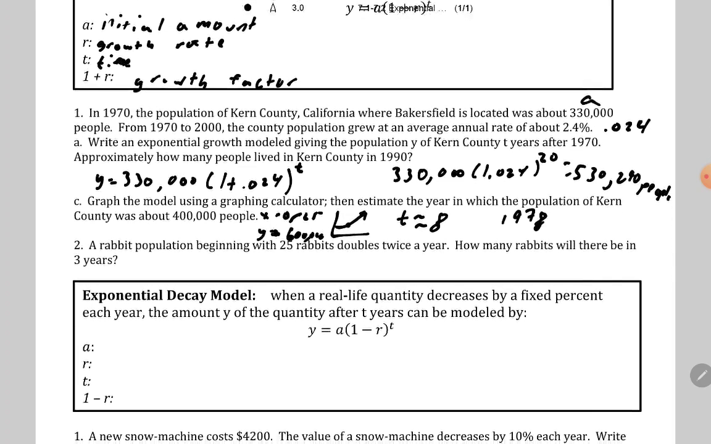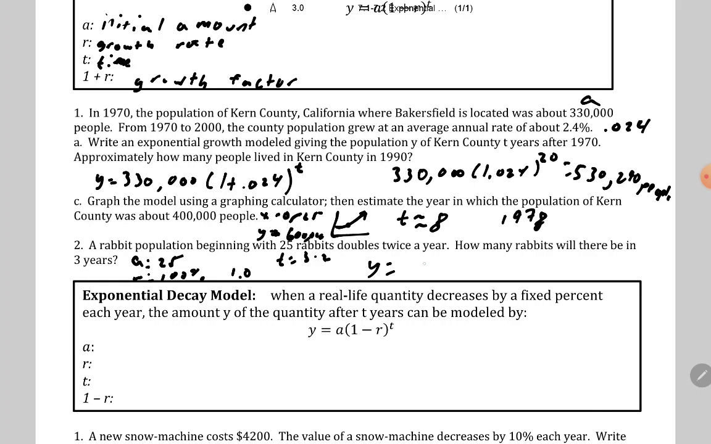Number 2, rabbits. Whenever you think of exponential growth, you want to think of rabbits. A population beginning with 25 rabbits doubles twice a year. How many rabbits will there be in 3 years? So we have an initial amount of 25. Our r means double, so 100% or 1.0. It doubles twice a year, so t is not going to be 3, but 3 times 2, because it does it twice a year, so 6.